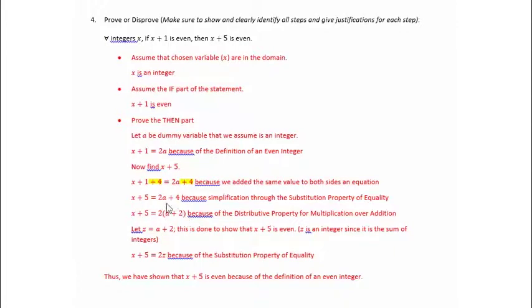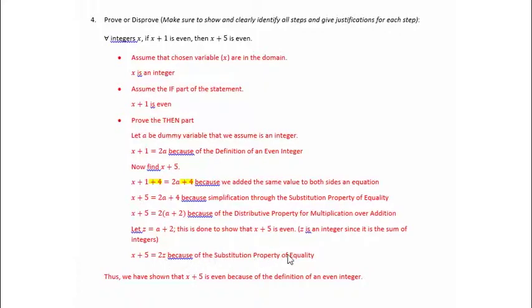From there, I'm going to establish another dummy variable. I'm going to let z equal a plus 2. And I'm doing that to make it very clear that I have an even integer. When I replace a plus 2 with z, then I get 2z, and you can see that's in the same form as this 2a at the top. We have 2 times some number.